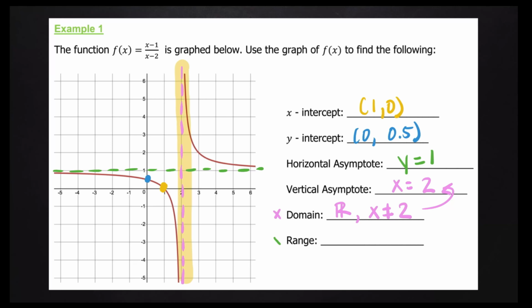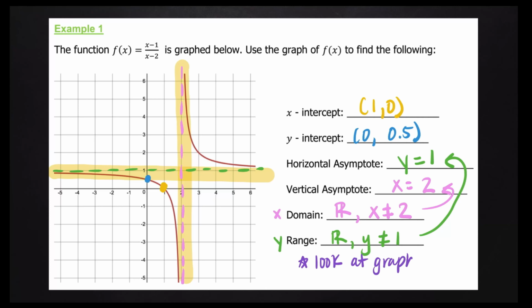Now, when we talk about range, we're talking about our y value, so you can probably make that connection too: there is some y value that cannot be included in your range, and that's where we have a horizontal asymptote. So you could have all real numbers, and then y just cannot equal 1, and that gets connected with your horizontal asymptote. With the range, you also need to confirm by looking at your graph, because it is possible to cross your horizontal asymptote.